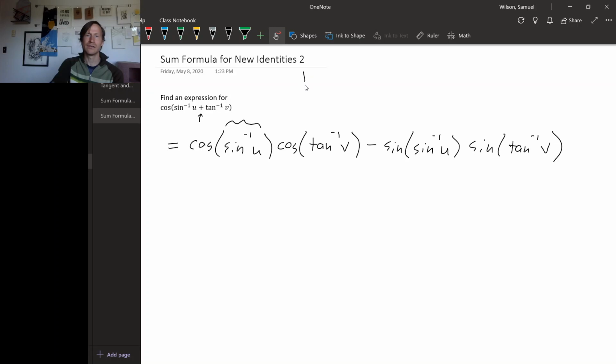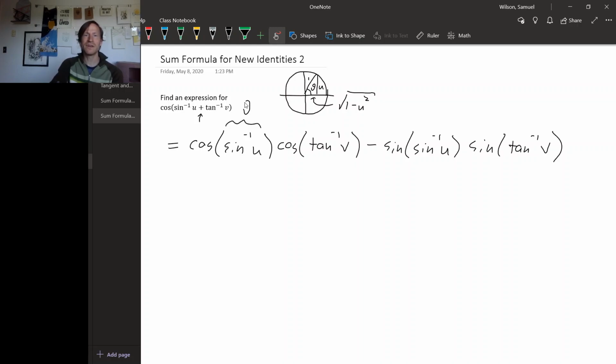Okay. So we're going to need a circle, and we need to draw an angle in here so that sine of this angle is u. So I can make the hypotenuse 1 and the opposite side u. And so sine of this angle is u because it's opposite over hypotenuse. And then find the third side using the Pythagorean theorem. It's the square root of 1 minus u squared. And now we're ready, so we might call this angle theta.